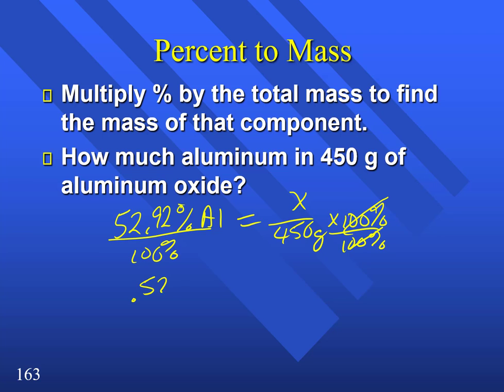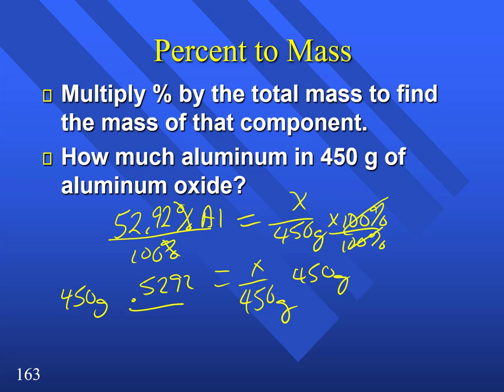So I get 0.5292. Okay, and my percents are gone, I don't have any units. That's going to be X over 450. So if I multiply both sides by 450 grams, I end up with X equal to 0.5292 times 450 equals 240 grams. Well, my calculator gives me 238, Mr. Green. How many sig figs in 450? 2.